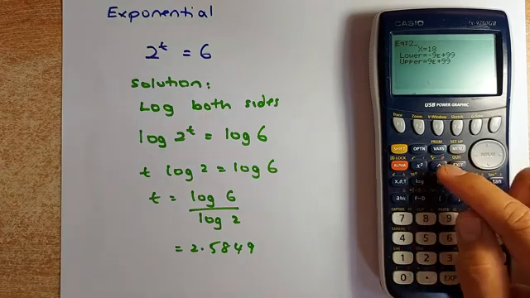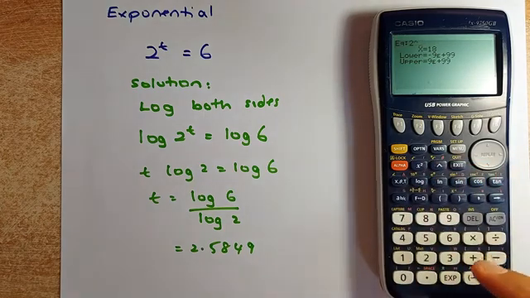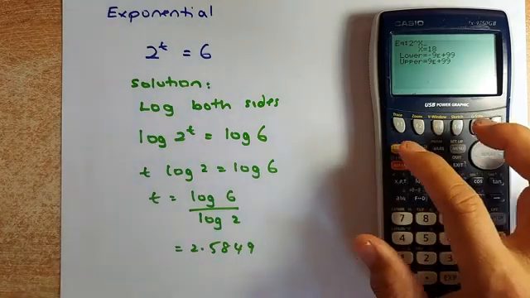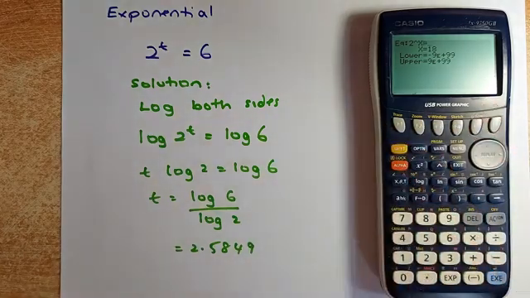Power is this button here. And then you're going to put 2 to the power of t. There's no t, so you're going to put x. It's the same thing, the unknown. And then equal. You put shift decimal point, and then equal to 6. And then just press execute.